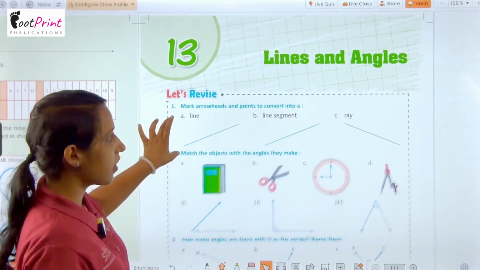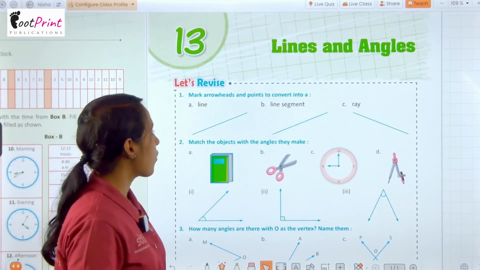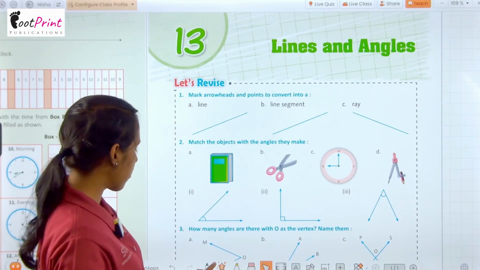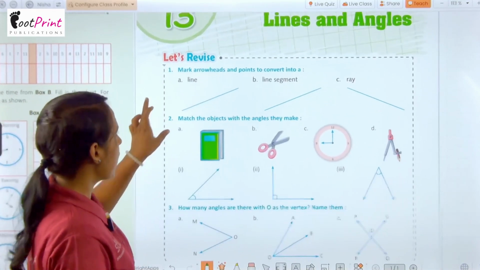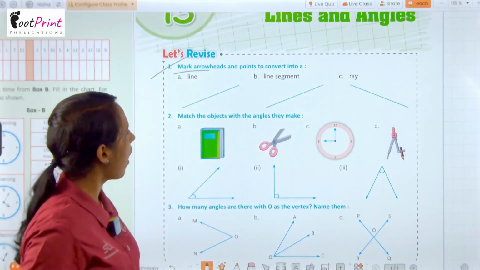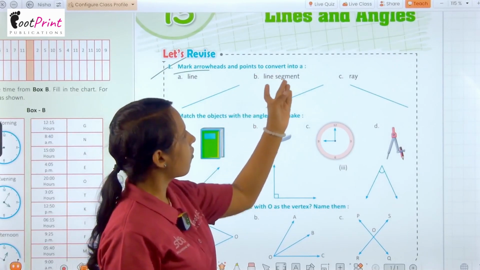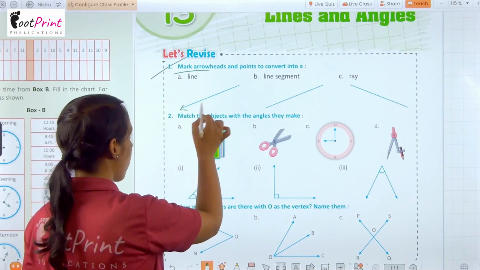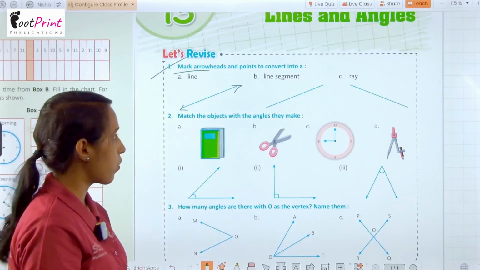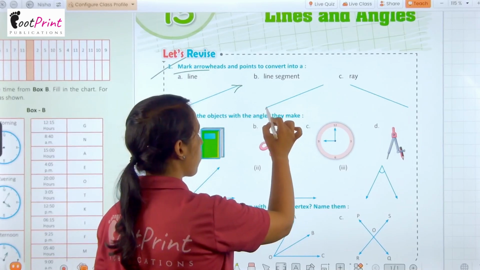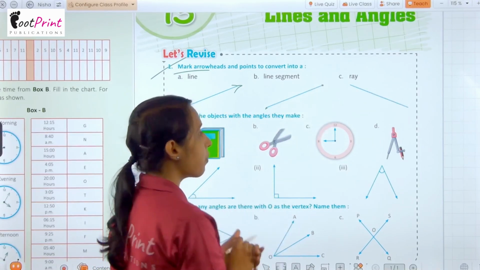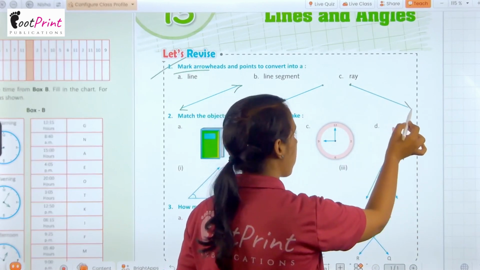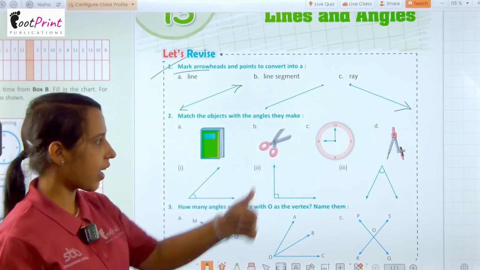So as we learned in the previous classes, here we have to revise or check our previous learning. So let's do this exercise. The first one is mark arrowheads and the points to convert into a line. We know that in a line we have two extend points, so we put two arrows here. In a line segment we have two end points, so here we put only points, and in a ray we have a point, and on one side we have an extend point, that is an arrow.